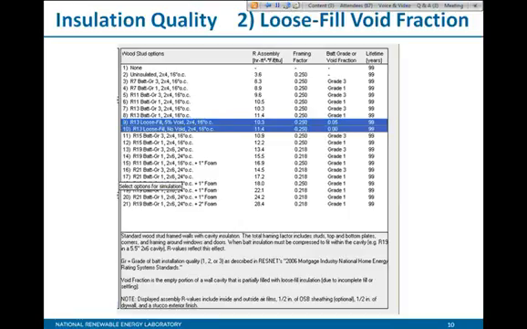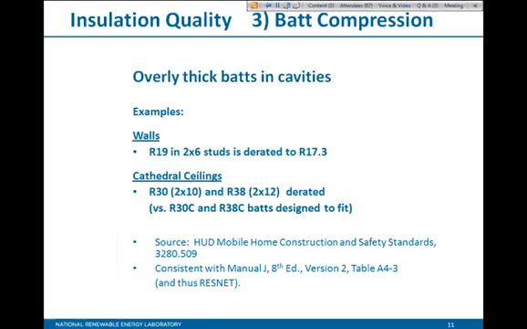And then the third adjustment that we've made to insulation is compression of batt insulation, because this would be over the entire cavity area because the batts are larger than the size of the cavity. So for example, in the walls, R19 in 2x6 studs is derated to R17.3, and also in cathedral ceilings, where batts are fit into a confined space, derating applies there. And the sources that we've drawn on are the HUD standard and Manual J, which is cited by ResNet.